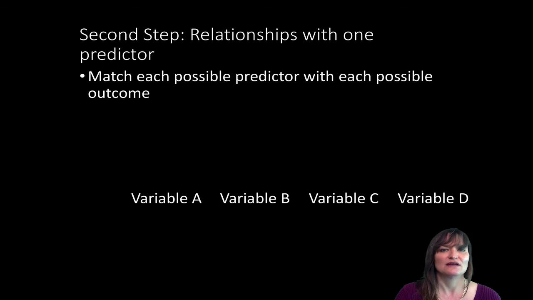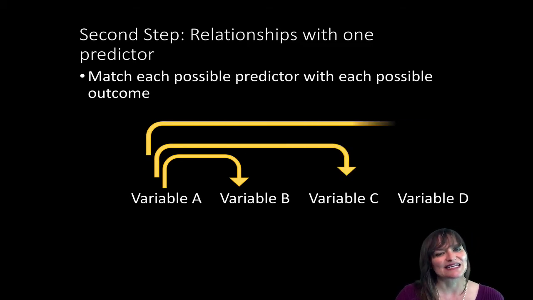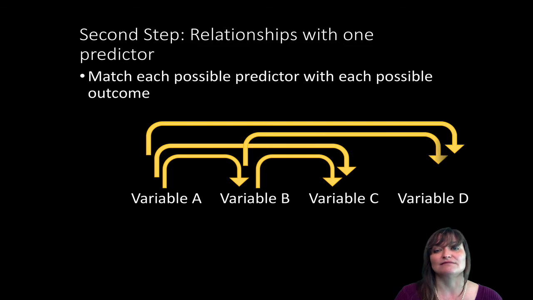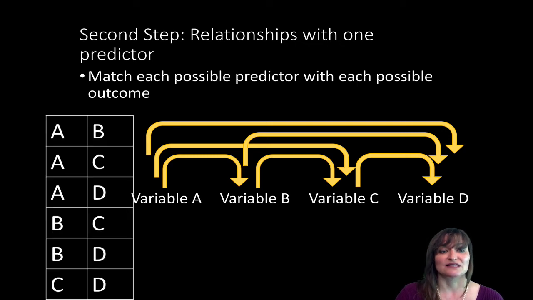So here's the first step, relationships with one predictor. So we would look at is A related to B? Is A related to C? Is A related to D? We then start with variable B and we ask, is B related to C? Is B related to D? We then move down to variable C and ask, is C related to D? And this is the list of all of the possible two variable pairs, the comparisons that we could make with two variables, one predictor, one outcome.